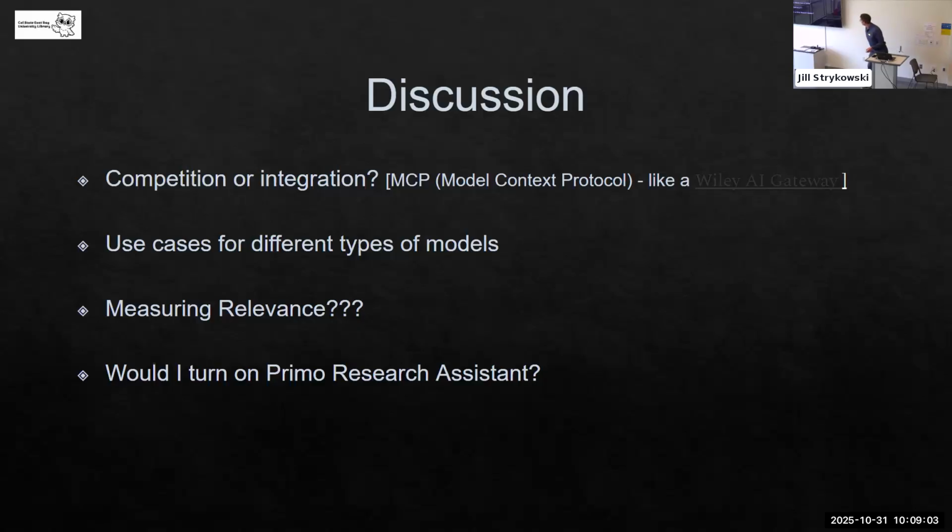And then the last question is, would I turn on Primo Research Assistant? We don't have it turned on in our library. I saw Christine's presentation yesterday about how it was a whole year of testing and looking around before they turned it on. So even though it's not the best, I think, that I tested, it kind of works, and my attitude is why not? I don't have the patience to spend a whole year trying to convince other librarians to turn it on.